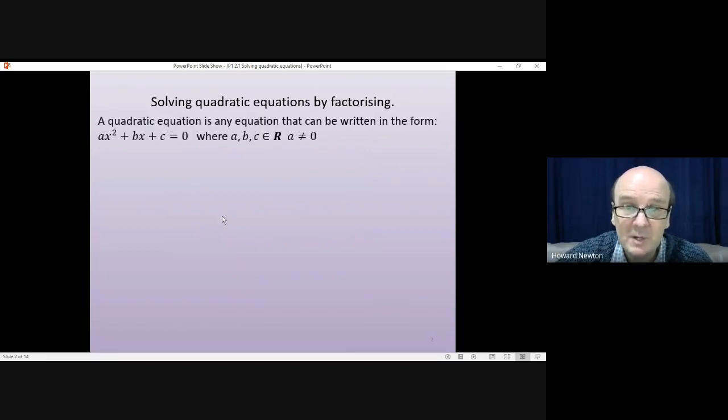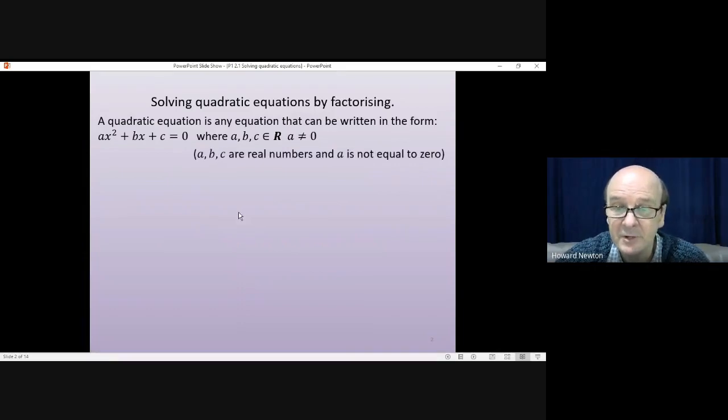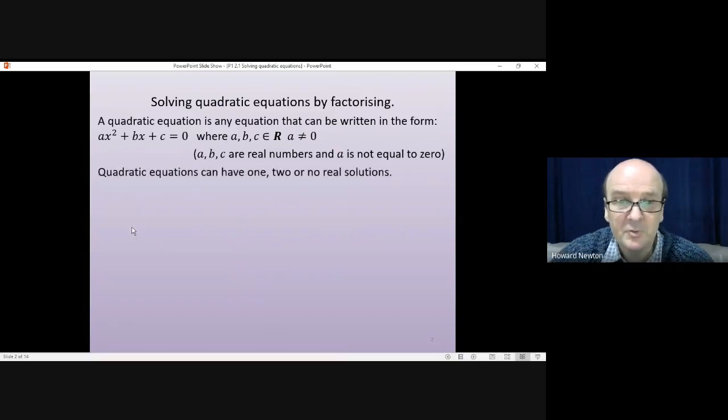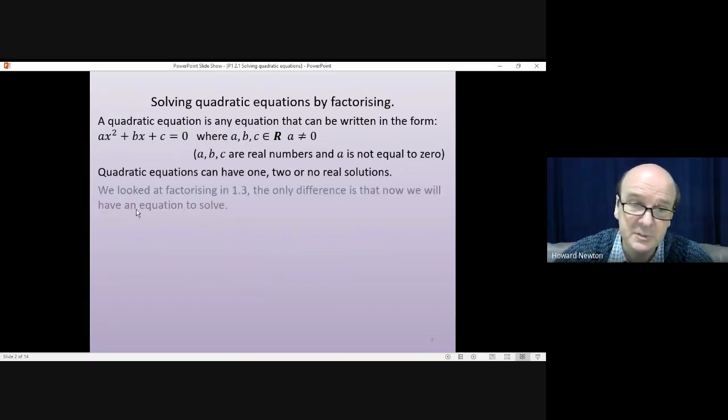A quadratic equation is any equation that can be written in the form ax squared plus bx plus c equals 0, and we need to get used to this sort of set language. The way you would read that is where a, b, and c are real numbers, that just means normal numbers, and a is not equal to 0. If a was 0, you wouldn't have any x squareds, you wouldn't have a quadratic. Quadratic equations can have 1, 2, or no real solutions.